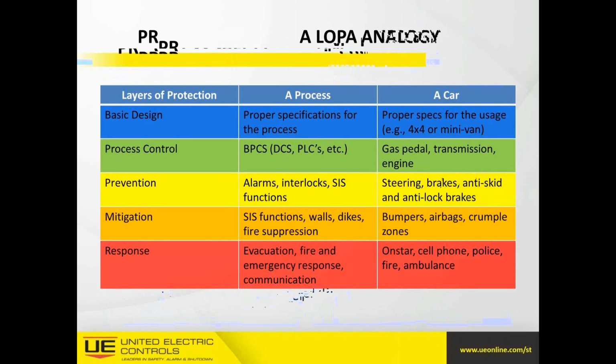So we have layers of protection analysis in our cars. It's bumpers, airbags, crumple zones. And then the worst case scenario is, if one of those has to take a mitigating operation or correction, we've got this response, which is OnStar, cell phone, police, fire, ambulance, kind of things we don't like to hear. But this LOPA is important to understand as we start to peel away this onion skin and get into some of the other acronyms that we're going to hear about as it relates to safety instrumented systems.